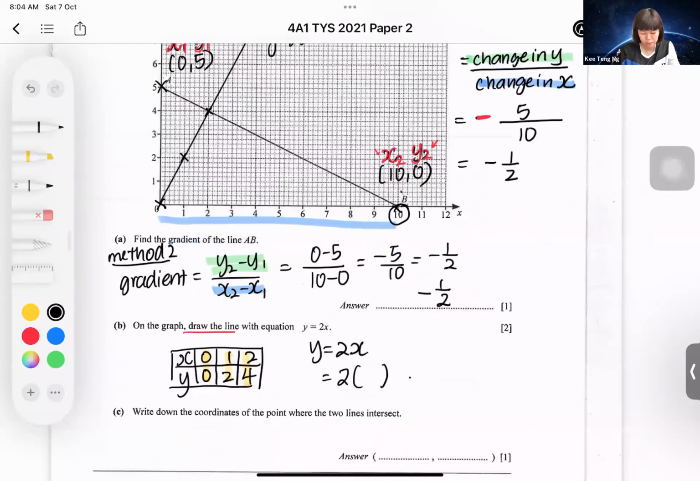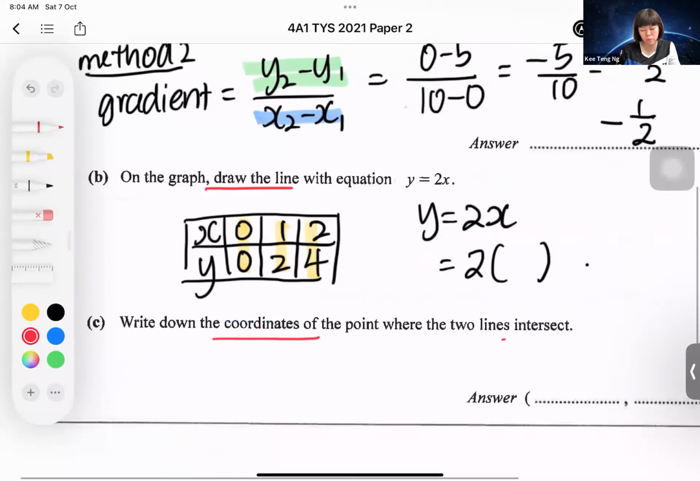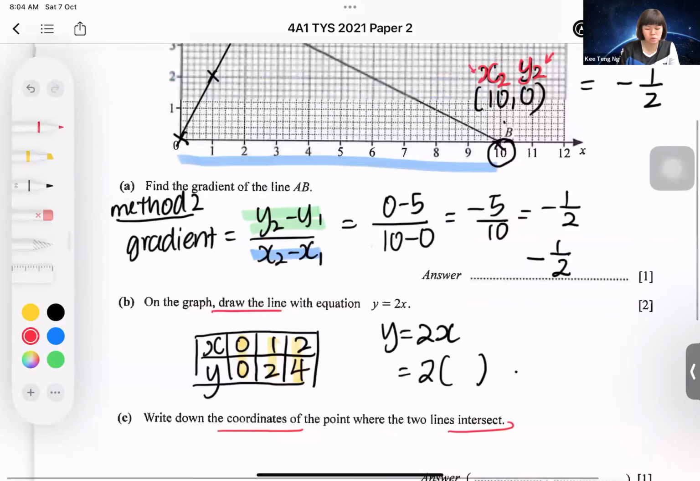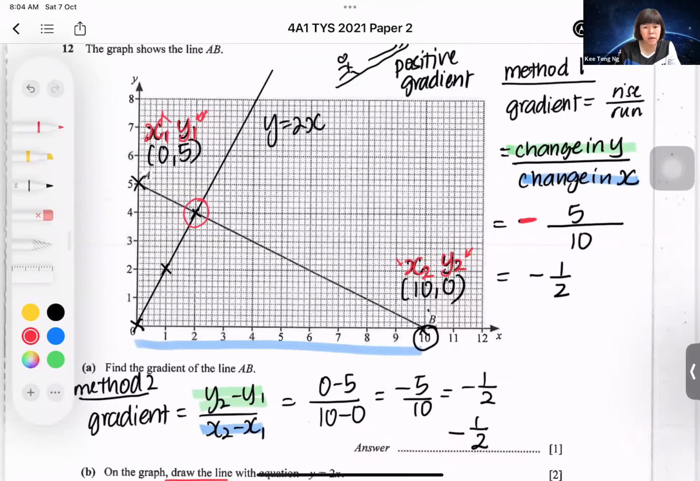Next one, write down the coordinates of the point where the two lines intersect. Where did the two lines cut each other? This one, right? Okay, the point of intersection will be down here. This is the point where the two of them cut each other.